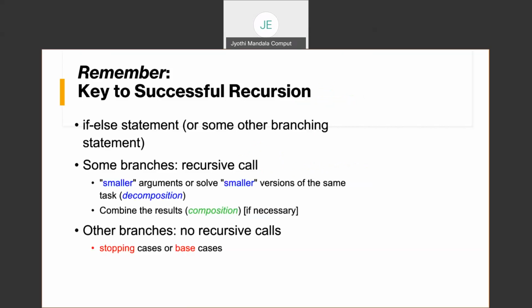Are you understanding? So this is how we are displaying the Fibonacci number at a particular position. Got it? So that was the second example.